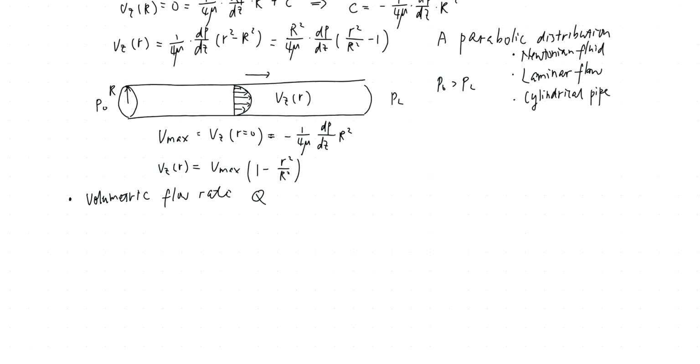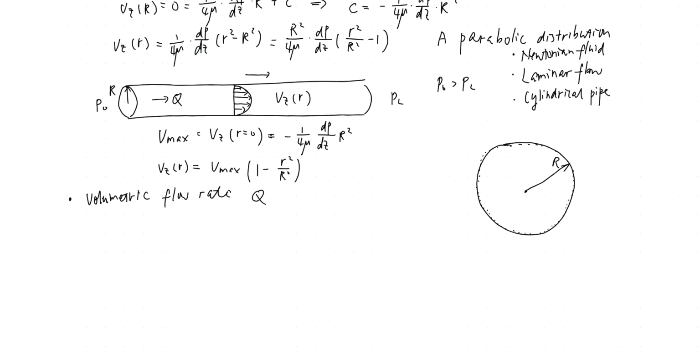Volumetric flow rate is the volume flow rate over the entire cross section. So if you look at the cross section from the side, the radius is r, and on the boundary, because of the no-slip boundary condition, the flow velocity is 0. But at the center, it has V maximum. And from the center to the boundary, the velocity decreases in a parabolic fashion.